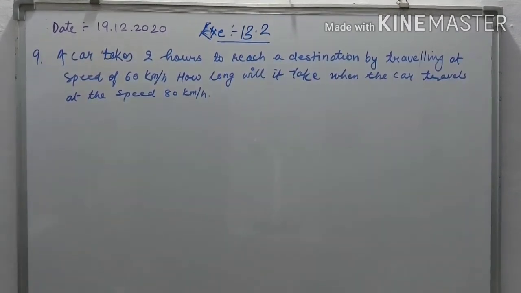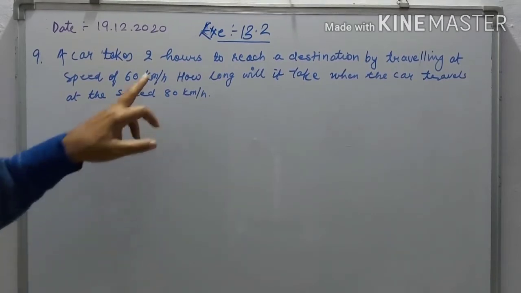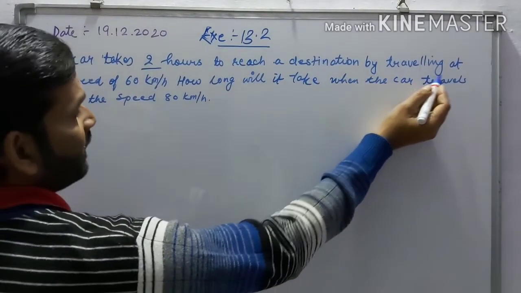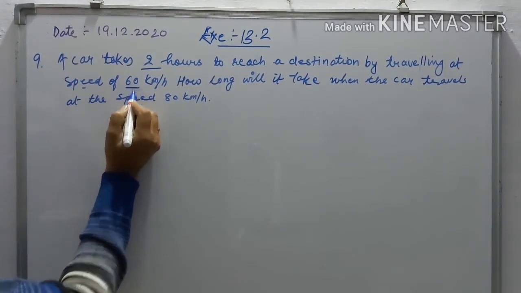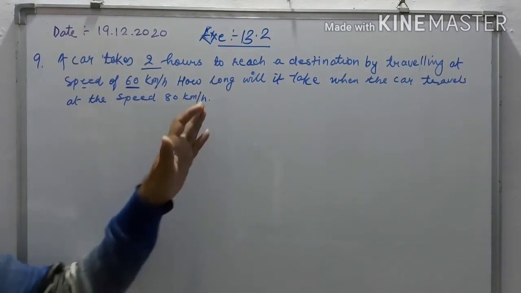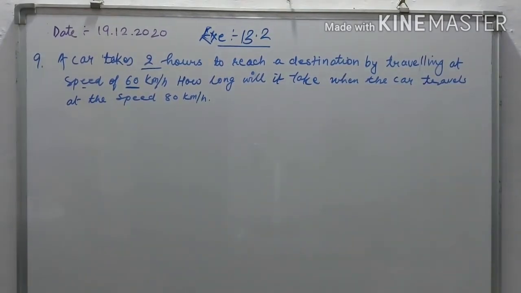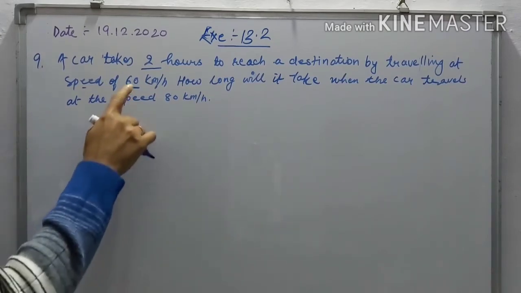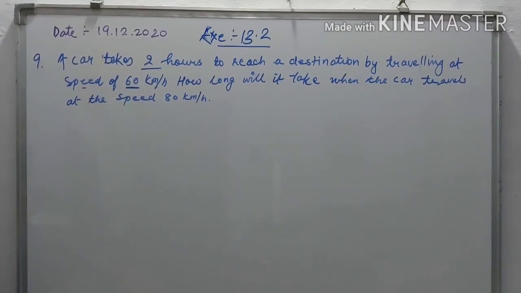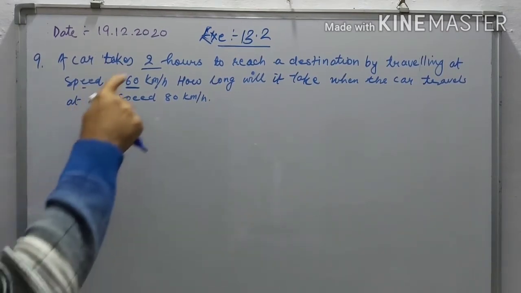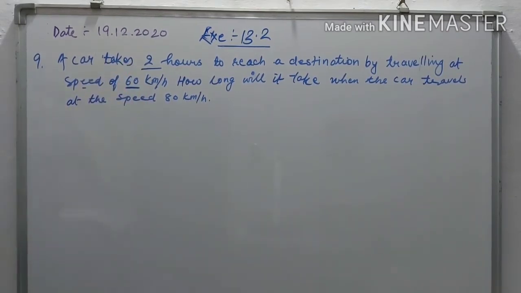Question number 9. A car takes 2 hours to reach its destination, traveling at a speed of 60 km per hour. How long will it take to travel the same distance if the speed is 80 km per hour? First, we drive the car at a speed of 60 km per hour and reach the destination in 2 hours. Suppose the car speed is increased to 80 km per hour, so does the time increase or decrease? It always decreases.